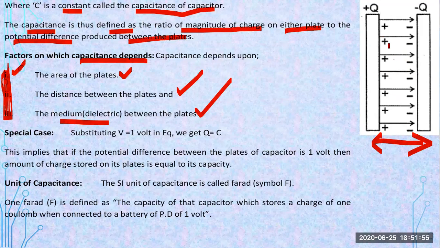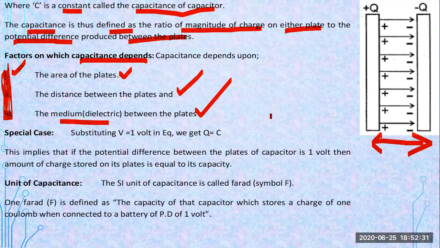If the area of the plate is larger, then more charges can be stored. If the area is 1 centimeter square, then the number of charges will be less. If you increase the area by two, the number of charges will increase, and the same will happen on the other side. So if anyone asks you how will you increase the capacitance of a capacitor, this will be your answer: we will increase the area of the plate, we will decrease the distance between the plates, and we will use a perfect dielectric in the capacitor.